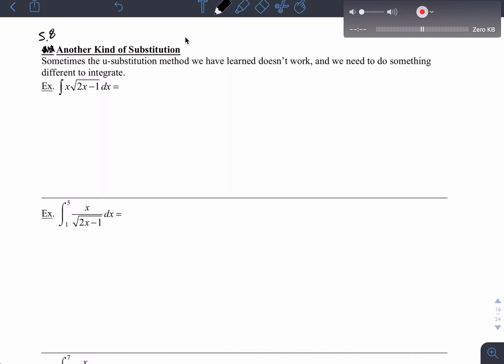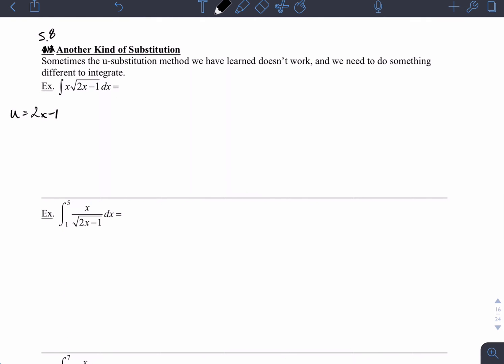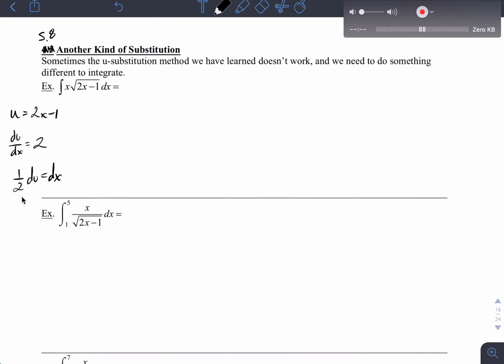So here's the trick. What you're going to do is you're still going to pick U like normal. U will be the stuff inside of your function, so it's going to be U equals 2x minus 1. And you're going to run the process like normal. So we're going to get its derivative, so du over dx equals 2. So when you solve this using the u sub method, you get 1/2 du equals dx. And notice how the dx doesn't have that x it needs to match to be able to fully substitute.